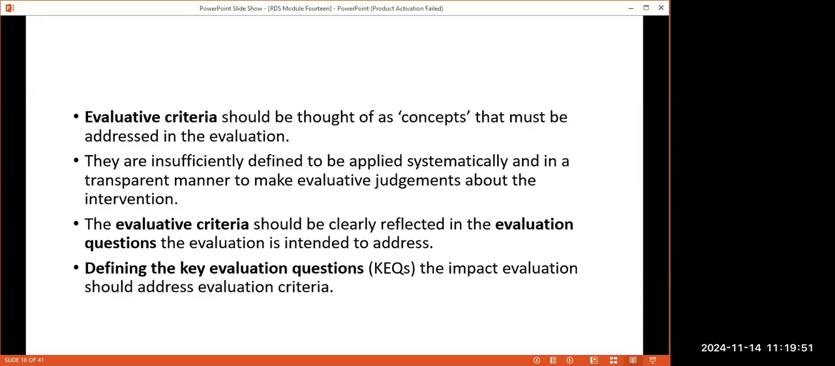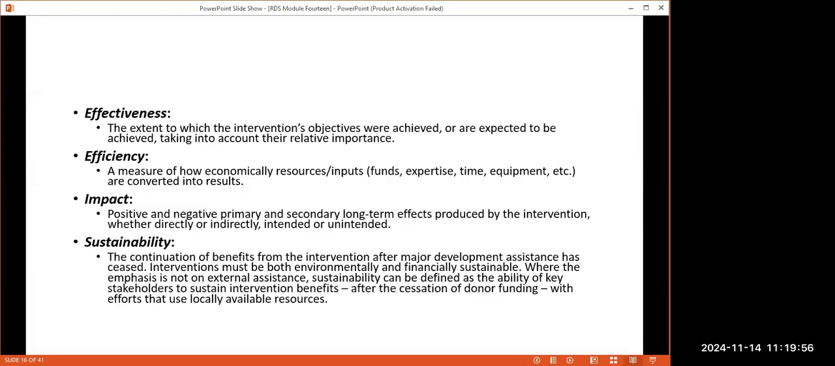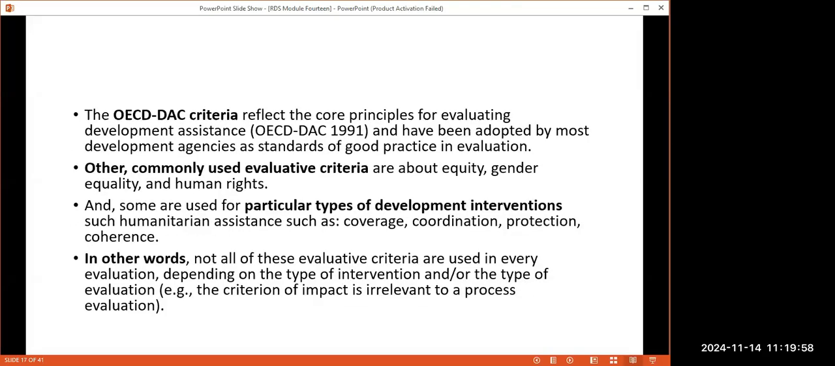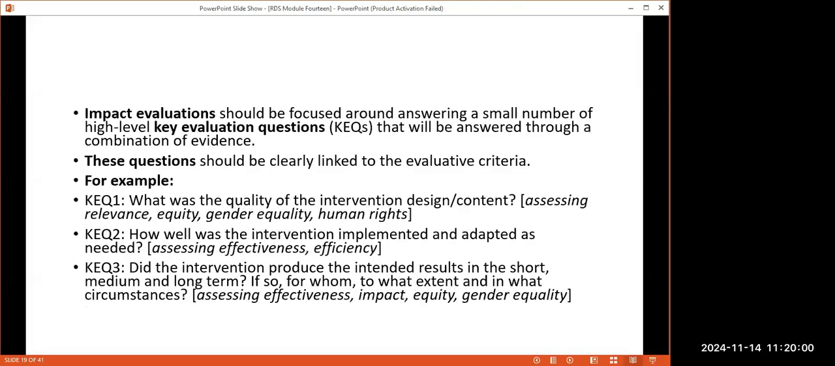Now, once the criteria is agreed upon, whether it's these 5 or any other, the next stage now is to collect information based on what we call key evaluation questions. Okay.